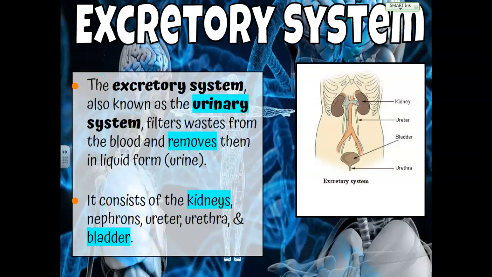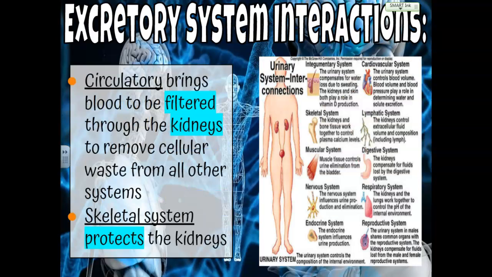Your excretory system is just like your urinary system, same thing. All it does is filter waste from the blood and then releases them through urine. It has your kidneys, ureters, urethra, and bladder. It definitely interacts with your circulatory system because your blood has to be filtered to get rid of the waste, so it's your kidneys, which are part of the excretory system, that are filtering the blood and removing the waste. It also interacts with your skeletal system because the skeletal system protects the kidneys.